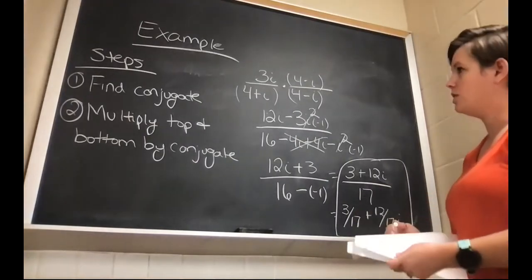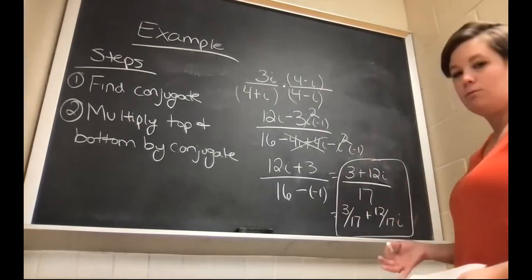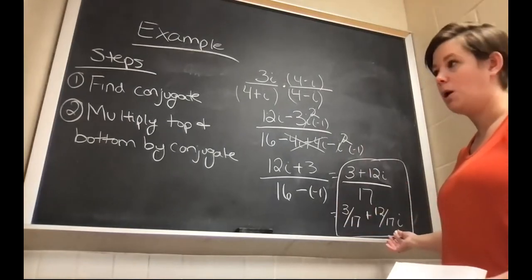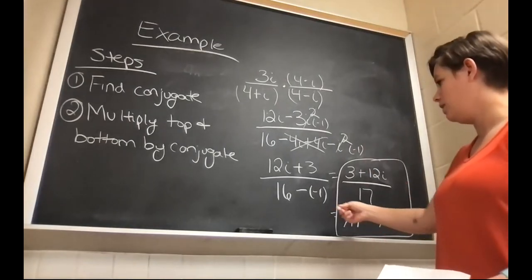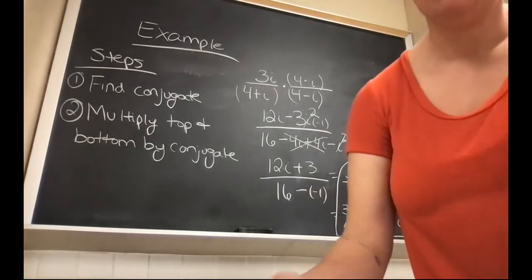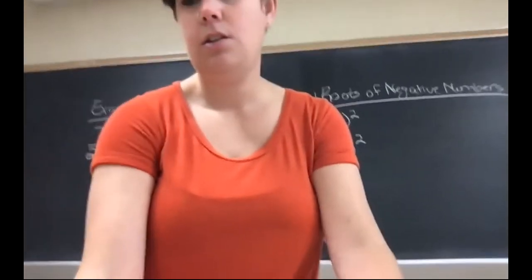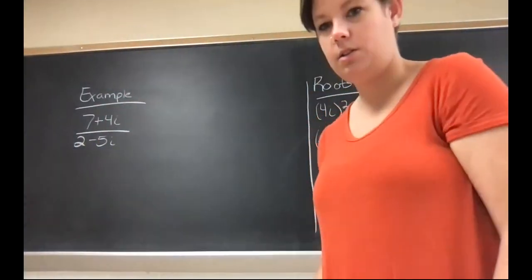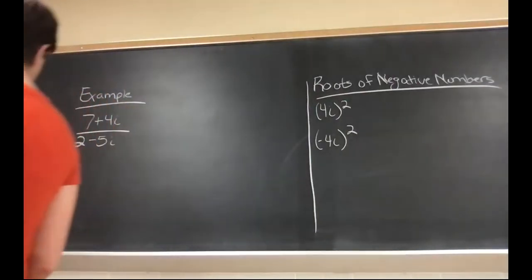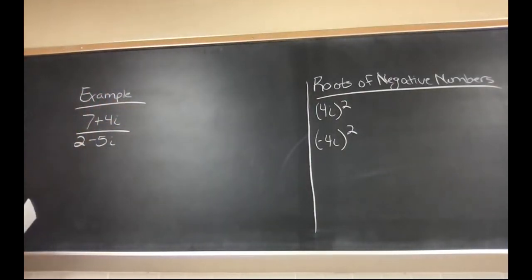So if you find the conjugate, you multiply top and bottom by the conjugate, you simplify it out. You still get a complex number, but it got rid of the imaginary unit on the bottom. We'll do another one. So here we have 7 plus 4i over 2 minus 5i.